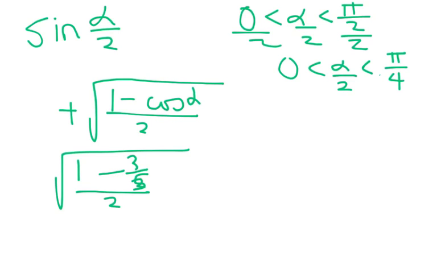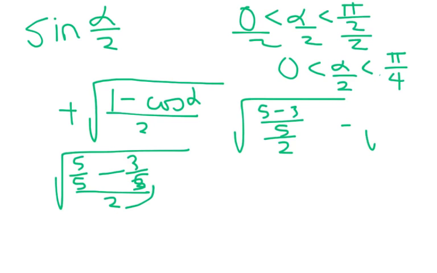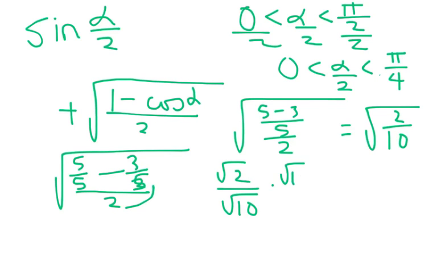Over 2. We're going to change this to 5 over 5 because that was 1. 5 over 5 is 1. So basically what we get is 5 minus 3 over 5, divided by 2, which is the same as the square root of 2 over 10. And we can write this as square root of 2 over the square root of 10. When we rationalize the denominator, we get square root of 20 over 10.